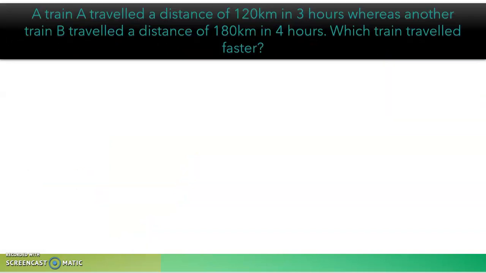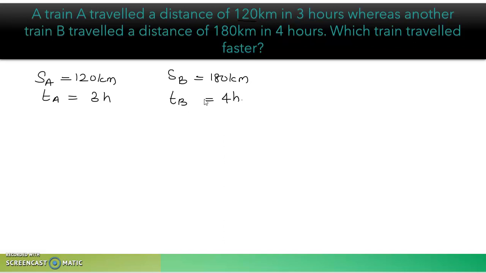Now let's do a question here. A train A traveled a distance of 120 km in 3 hours, whereas another train B traveled a distance of 180 km in 4 hours. Which train traveled faster? This is very simple, right? So distance traveled by A, I'm taking S traveled by A is equal to 120 km and time taken by train A is equal to 3 hours. Distance traveled by B is equal to 180 kilometers and time taken by B is equal to 4 hours.